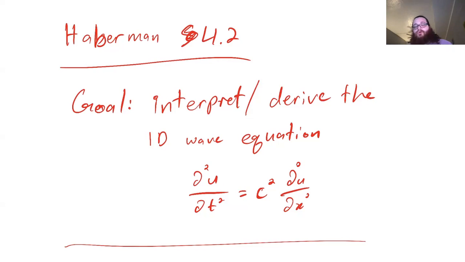Usually what people do is specify the initial profile, or the function u at time 0, as well as the velocity of u, the velocity of the wave profile at time 0. Once you have those two pieces of information, you can expect to solve this and get a well-defined solution. But that's all stuff that we'll talk about later on.